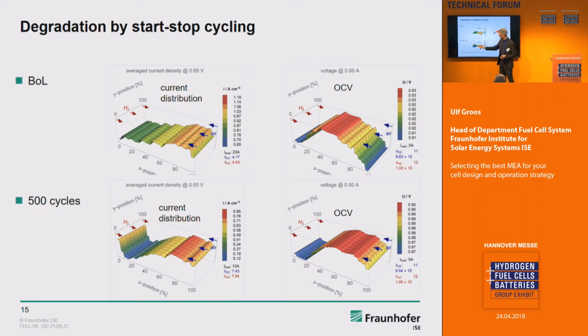So we see a different distribution of the current along the channel length, and we also see that open circuit voltage went lower. Red is 900 millivolts, whereas in this case it was 930 millivolts. And we see a different distribution behavior.